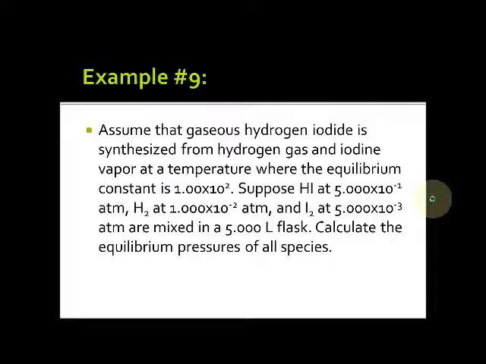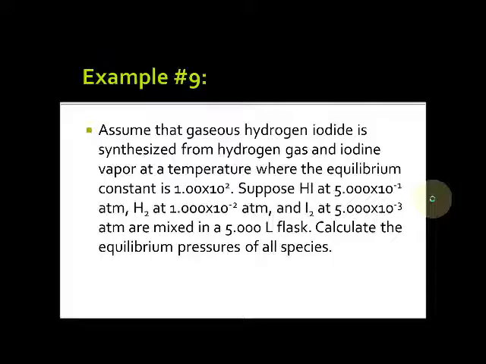So assume that gaseous hydrogen iodide is synthesized from hydrogen gas and iodine vapor at a temperature where the equilibrium constant is 1 times 10 to the second. So that's 100. Suppose the hydrogen iodide at 5 times 10 to the negative 1 atm, H2 at 2 times 10 to the negative 2 atm, and I2 at 5 times 10 to the negative third atm are mixed in a 5-liter flask. Calculate the equilibrium pressures of all the species.